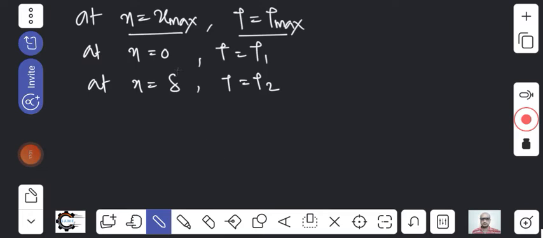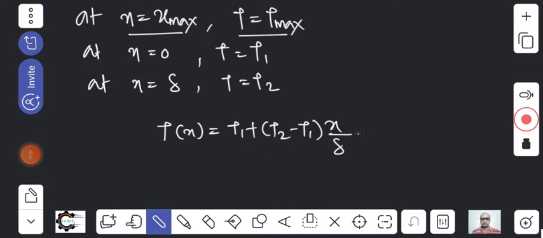What you have to do? The x max, what value you have to find out? Just now you have to put that in the temperature equation. T at x, which is equal to T1 plus (T2 minus T1) x by delta, plus q gen by 2k, here delta x value again you have to put, and here also you have to put, okay? If you put this value there, now first, we will take the first case.